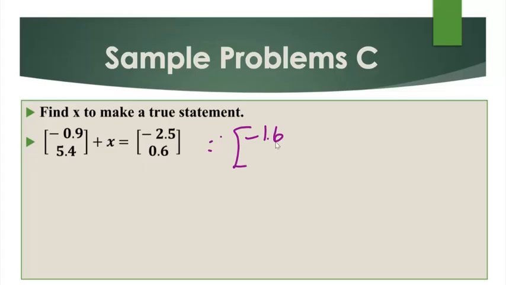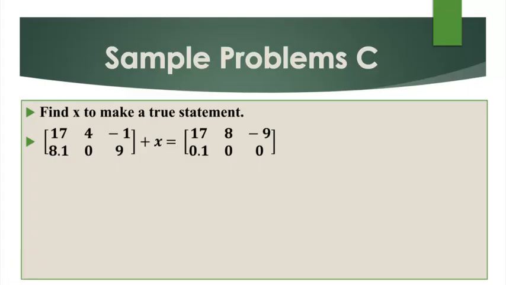And the other one, 5.4 plus blank equals 0.6. That means this would have to be a negative 4.8. And then that would be our matrix, what x would equal.